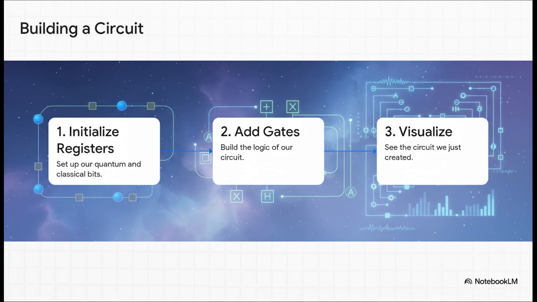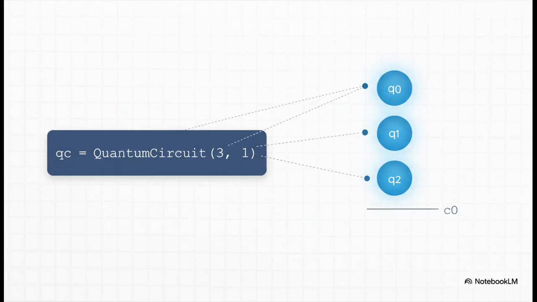It really comes down to just 3 basic steps. First, we initialize our quantum and classical bits. Get our workspace ready. Second, we add the gates that form the logic of our program. And finally, we'll draw a little picture of it just to see what we've built. Okay, step 1, setting things up.